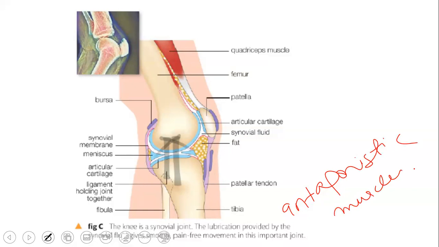And those muscles that extend a joint, we call extensors. And those muscles that bend or flex a joint, we call flexors.